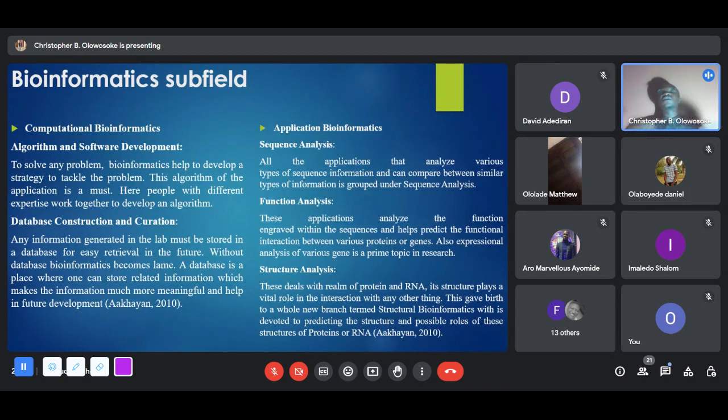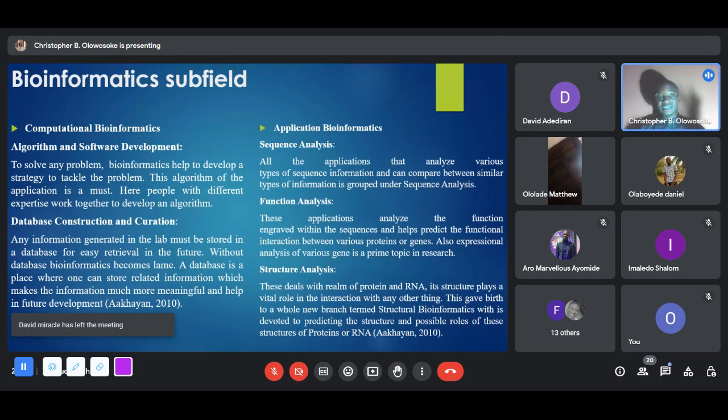The next thing in computational bioinformatics is database construction and curation. Let's say you've conducted your sequencing in the lab and you want to keep it so that every other person can use it, maybe now or in the future. That is why database construction is needed, and this is a field where computational bioinformatics is made known. Any information generated in the lab must be stored in a database so that you can easily retrieve it in future.